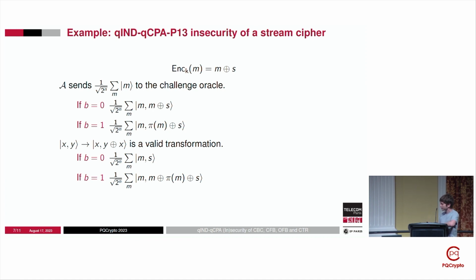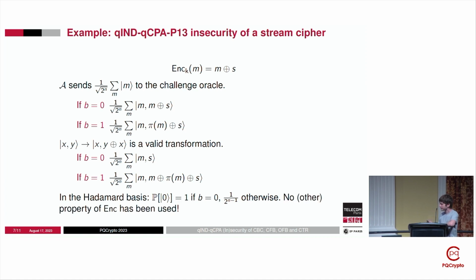However, in the second case, you will measure 0 with probability 1 over 2 to the n minus 1, with n being the total length of your message. So if you use several blocks, this will also increase the probability of winning. This means that A has an overwhelming advantage in winning this game. So clearly, any stream cipher is P13 insecure. Note that apart from the fact that we assume that the encryption function behaves as a stream cipher, we didn't use any property of the encryption function.